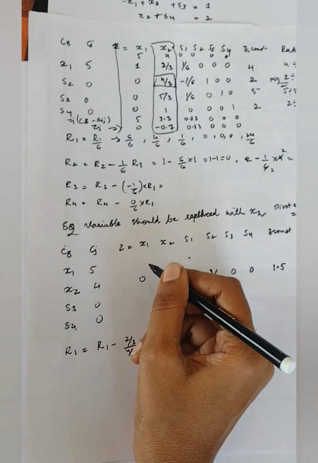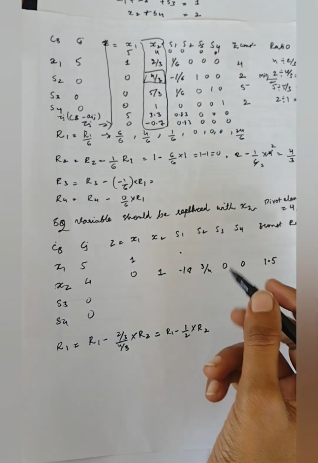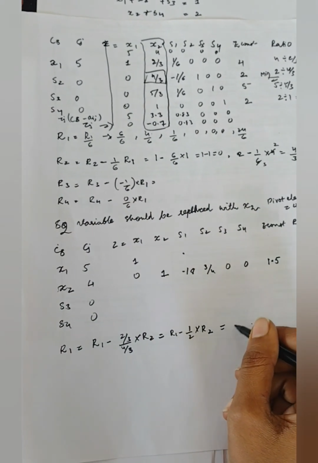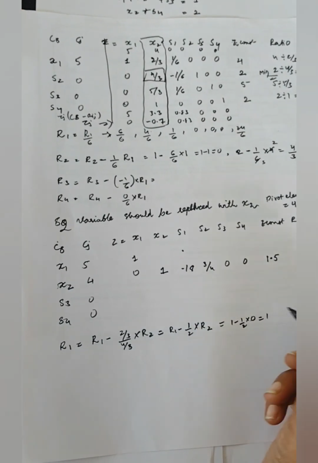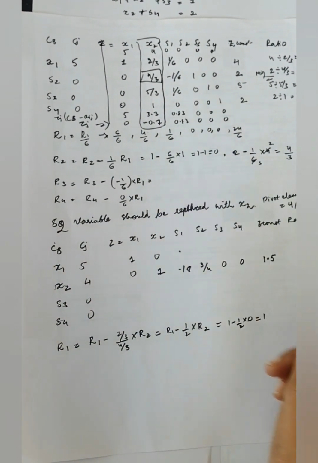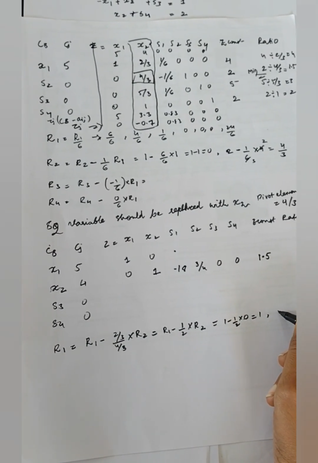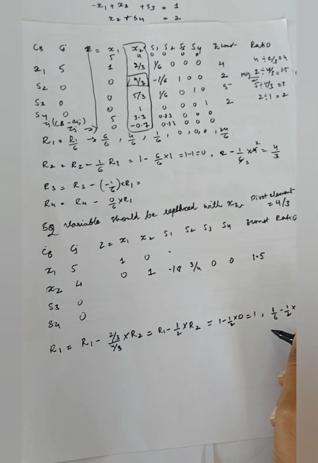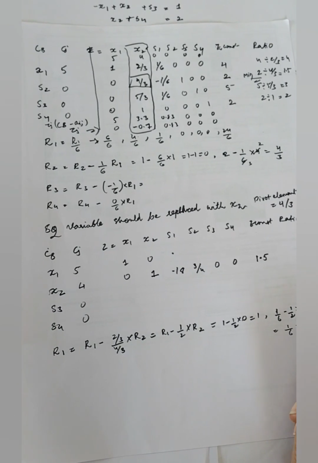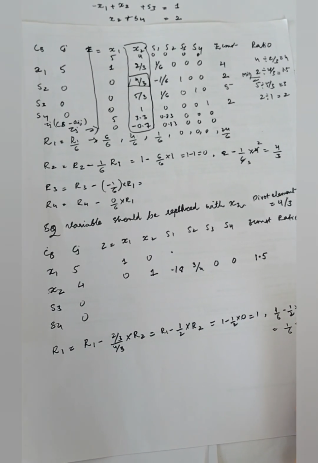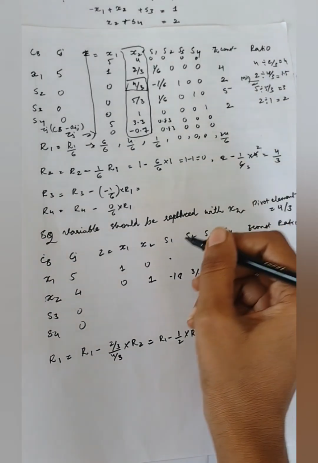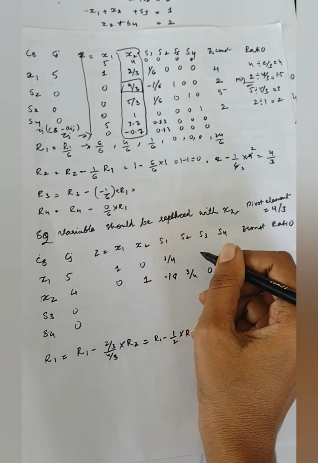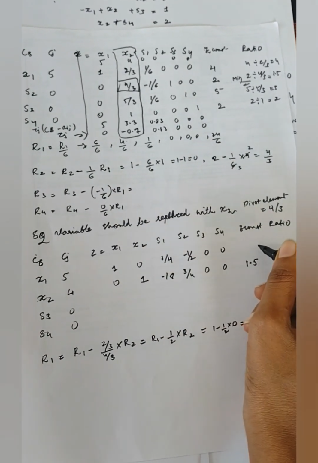So apply the same, again it will become 1 because R1 is 1, 1 minus half into 0 is equal to 1. Next this is 0 and this is another one, 1 by 6 minus half into minus 1 by 6, right? This will become 1 by 6 plus 1 by 12, 3 by 12, that is 1 by 4. This is minus 1 by 2, 0, 0, 3.